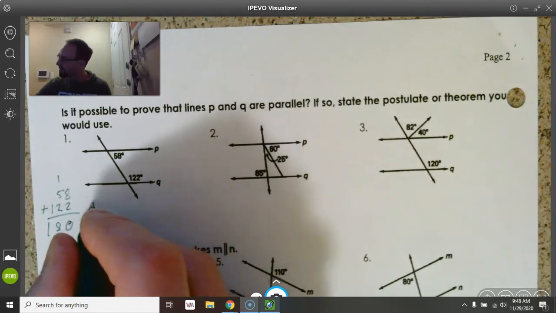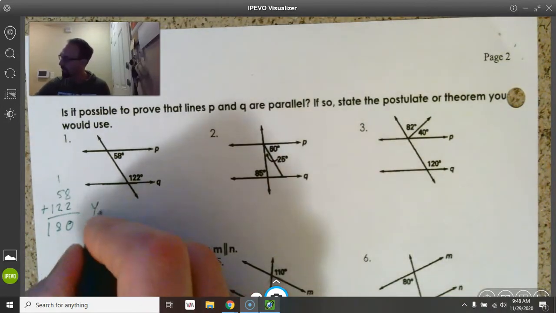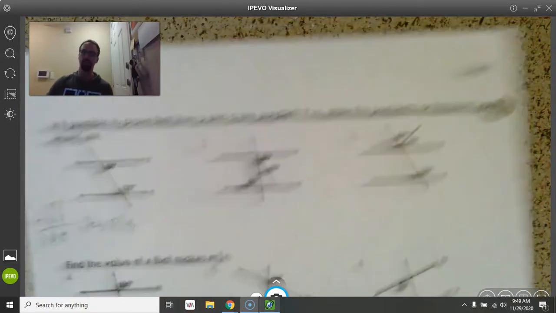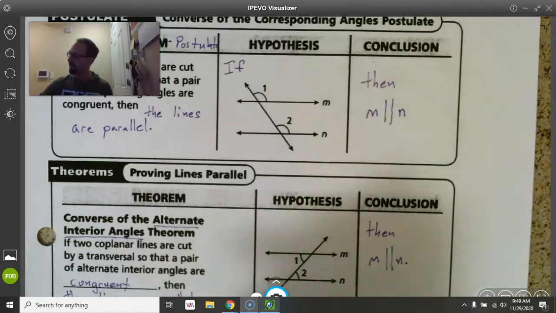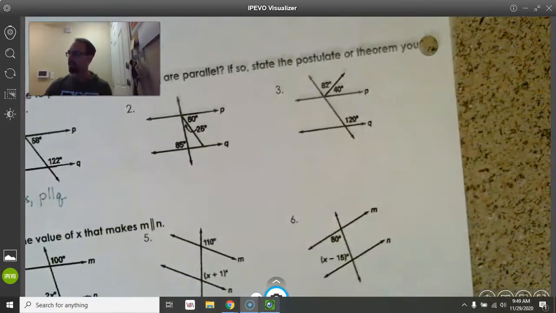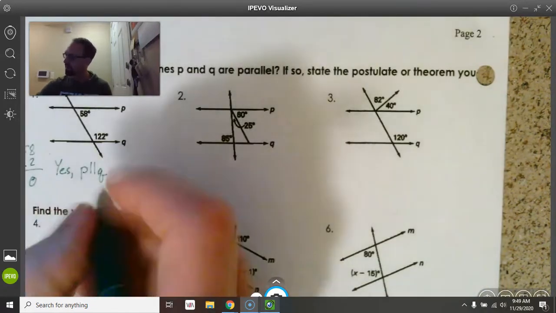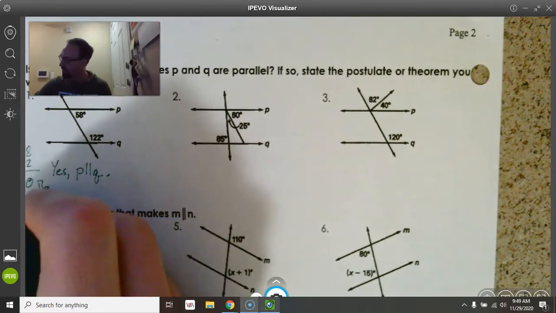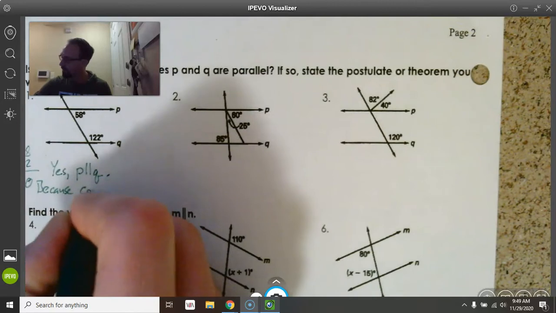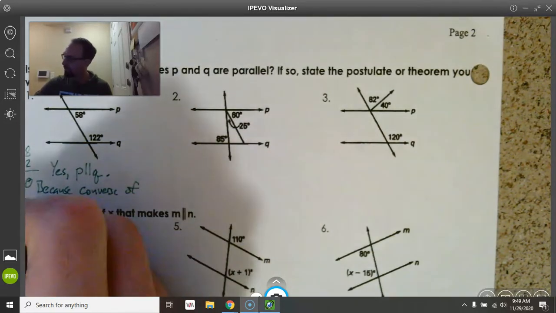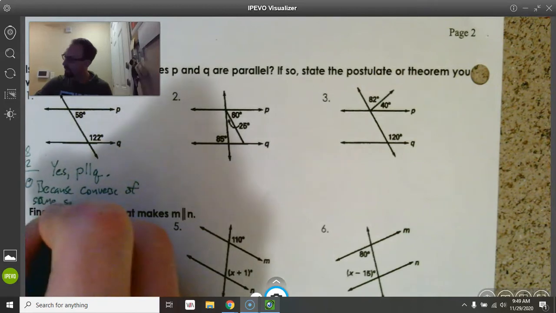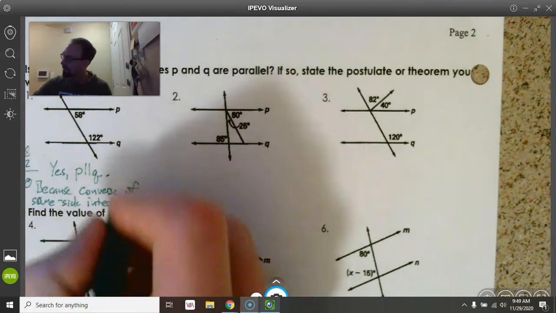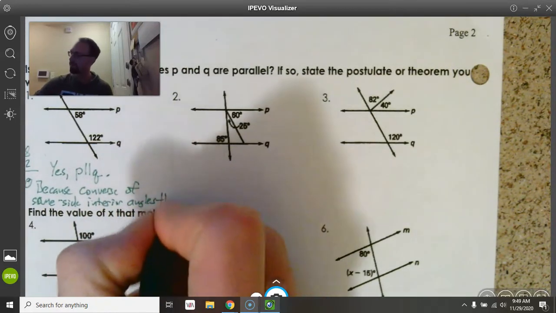Is it possible to prove that lines P and Q are parallel? Yes, P is parallel to Q. And then if so, state the postulate or theorem that we used. So we use the converse of the same side interior angles. So yes, P is parallel to Q because of the converse of the same side interior angles theorem.